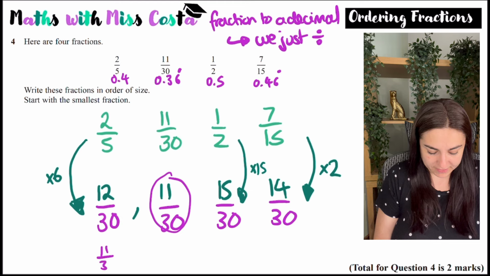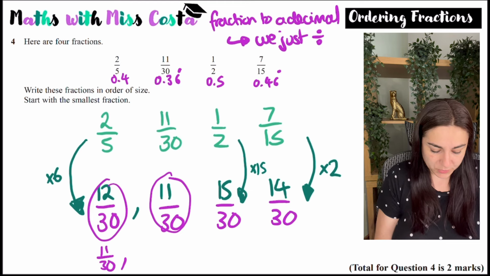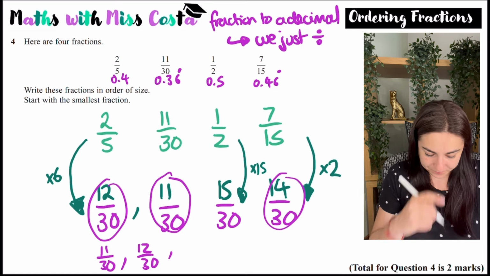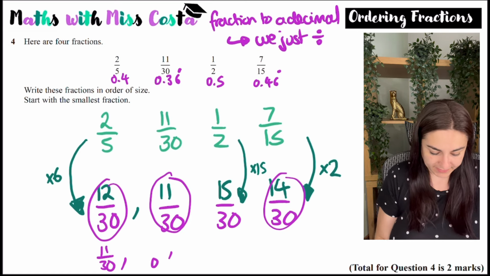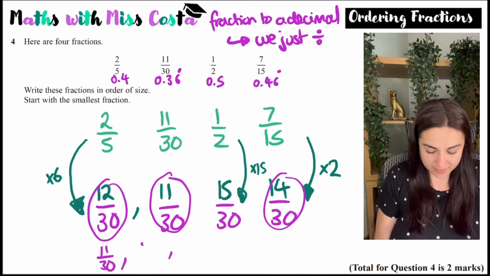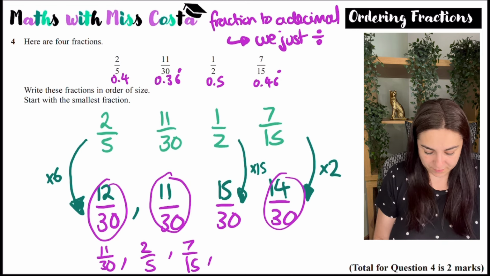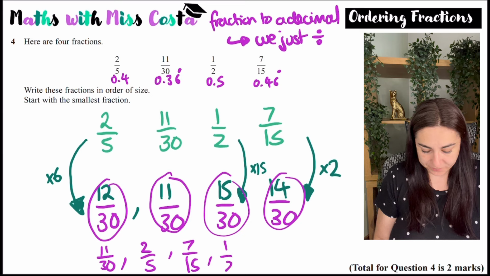So 11 over 30 would be my first. 12 is next. Then 14. Oops, except 12 over 30 is 2/5. So always remember to write them as the original fractions that they've said. Then it would be 7 over 15. And then finally a half.